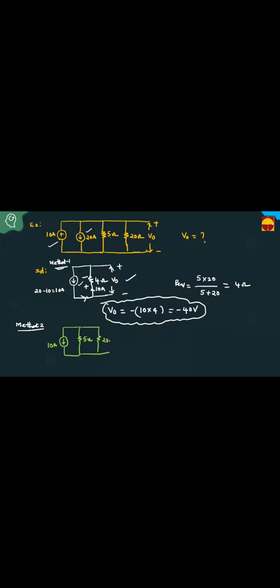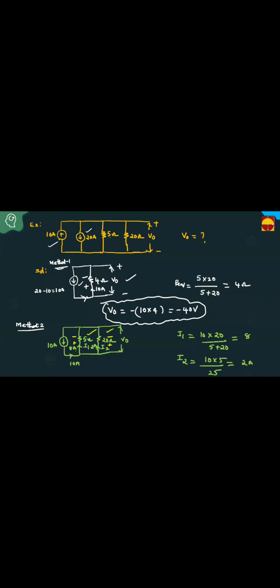How to find this V? This current is 10 ampere. This is I1. This is I2. Can you find what is I1? Current division rule: 10 into opposite resistance by total resistance. How much? 200 by 25, 8 amperes. Can you find I2? 10 into opposite resistance by total resistance, 50 by 25, 2 amperes. 2 into 20 is 40, 8 into 5 is 40.